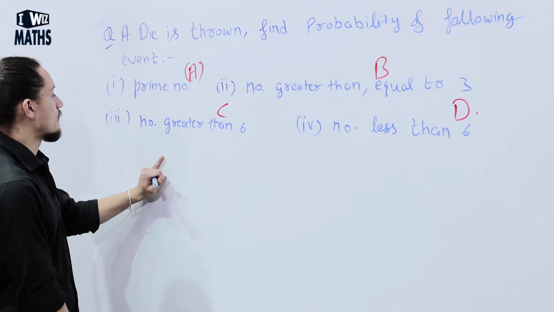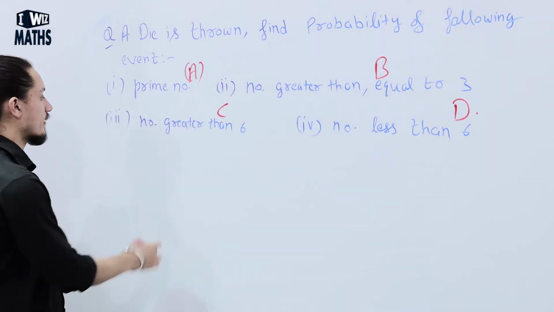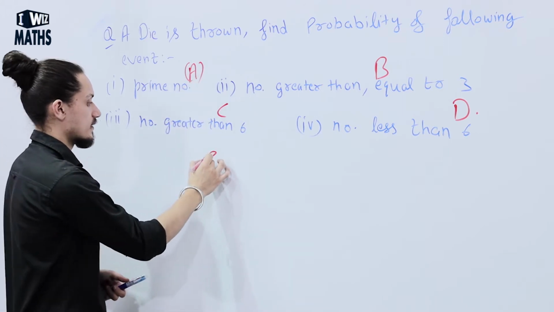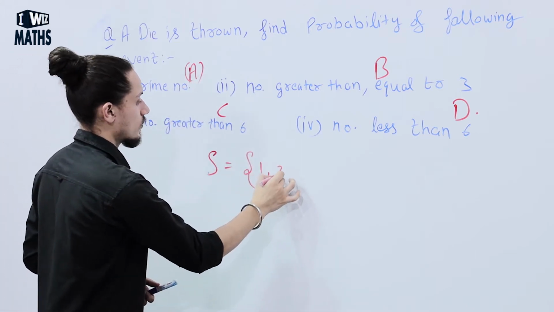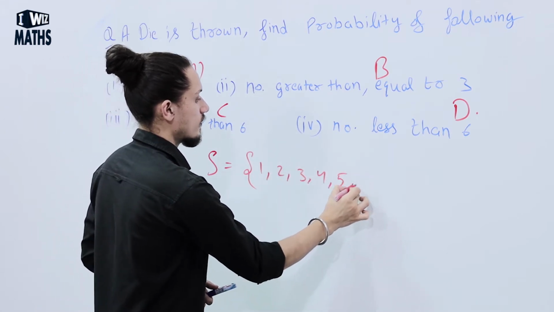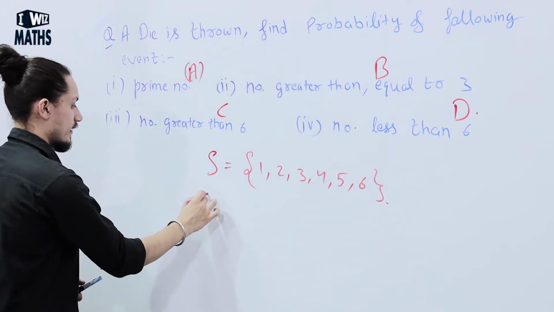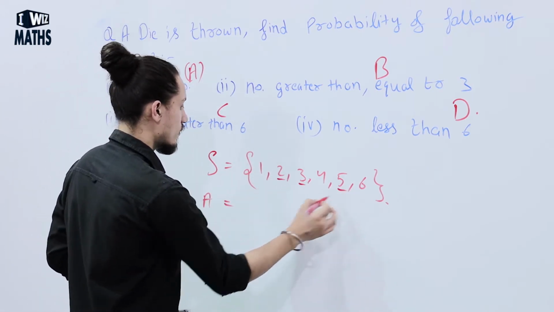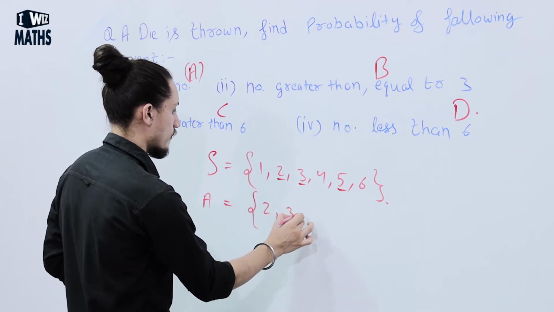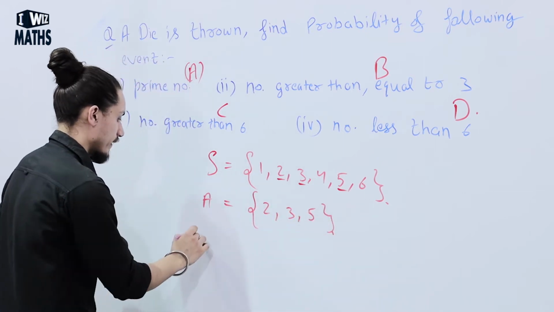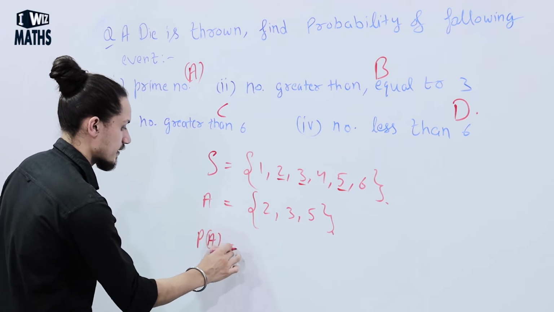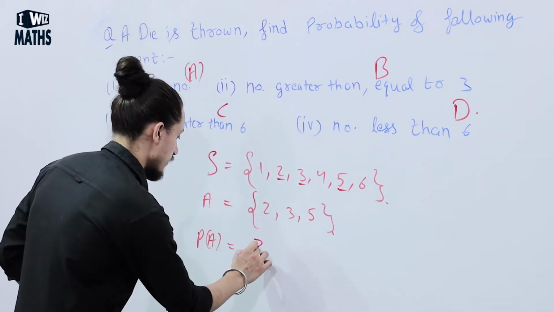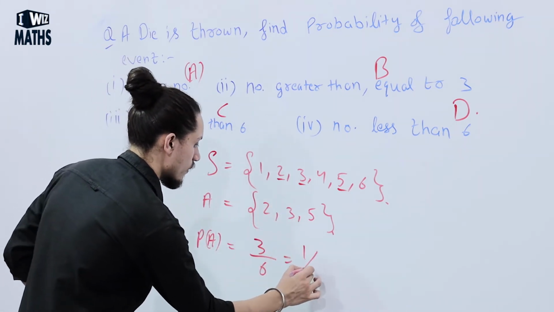Okay, so first we have to find the probability of event A. Event A is the total number of prime numbers. Firstly, the sample space S in this case, since a die is thrown, is 1, 2, 3, 4, 5, 6. This is the sample space, and event A is a prime number. So which prime numbers do we have: 2, 3 and 5. So the probability of event A in this case is equal to the number of elements in A divided by the number of elements in the sample space, which is 3 divided by 6, which is equal to 1 upon 2.